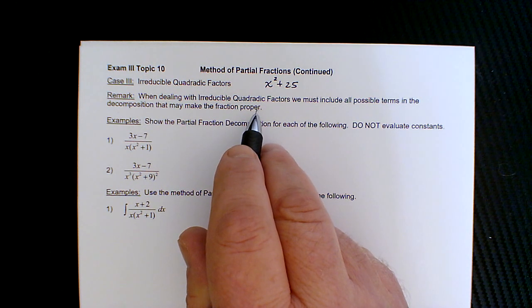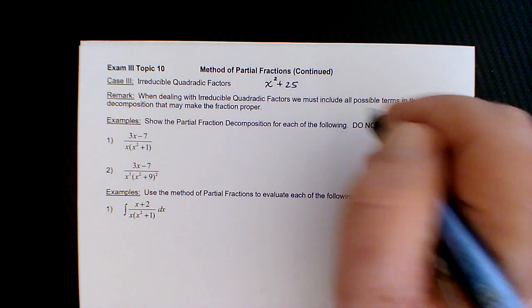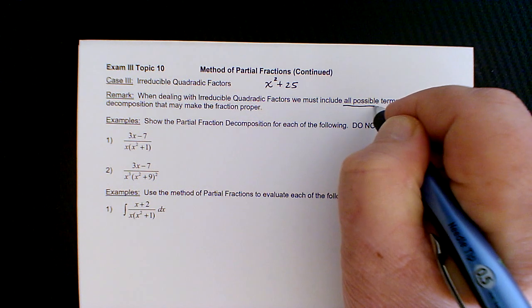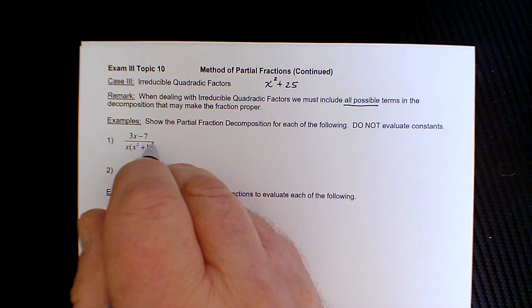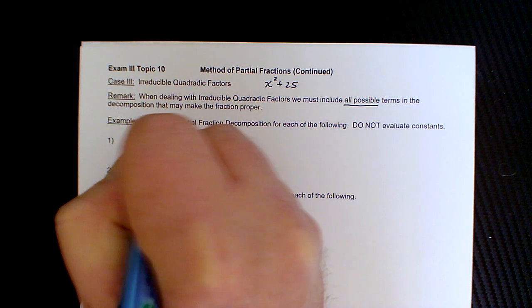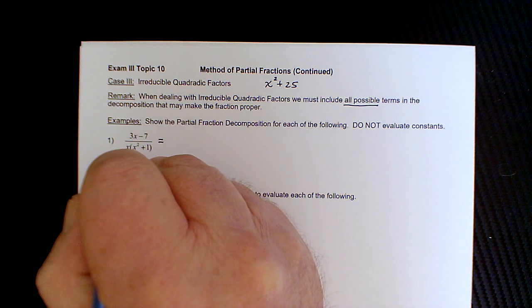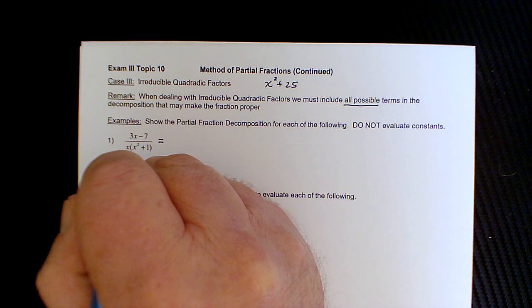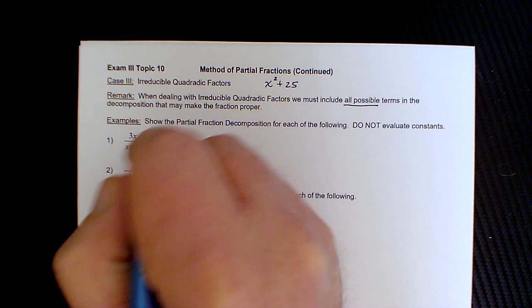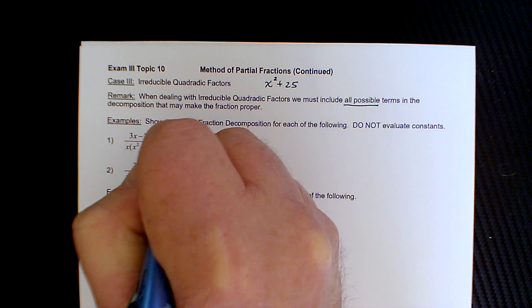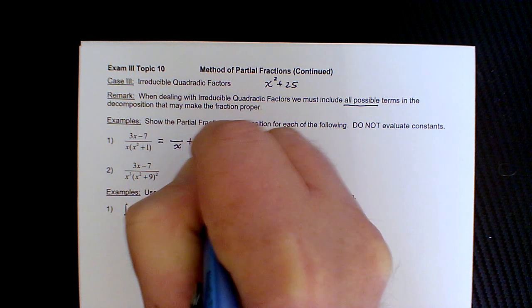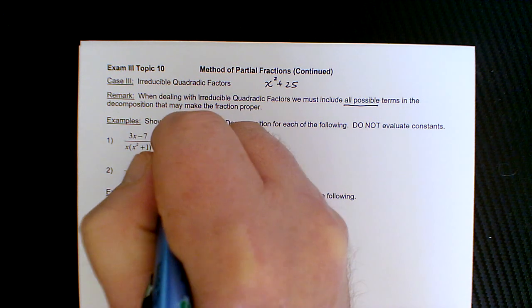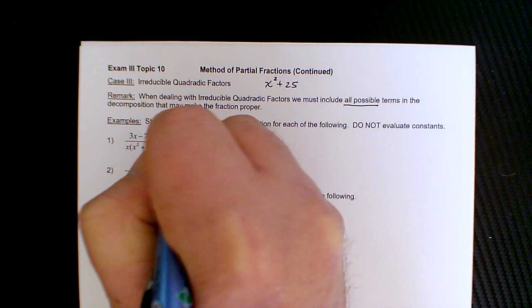A little remark: with these types of factors, we have to include all possibilities that may make the fraction proper. Here's just an example illustrating that concept. Remember, in the decomposition you're going to have as many fractions as you have unique factors in the original fraction. So in this case, one with an x in the denominator and one with that irreducible quadratic x squared plus 1. What goes above the x, as we've seen before, because it's linear, is just a constant term, so we'll call it a.